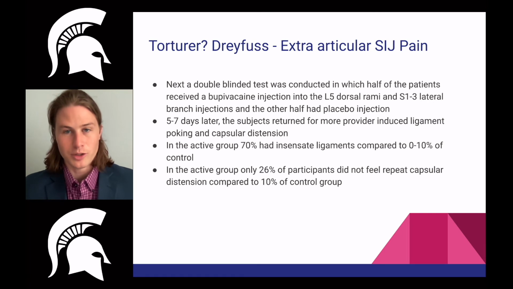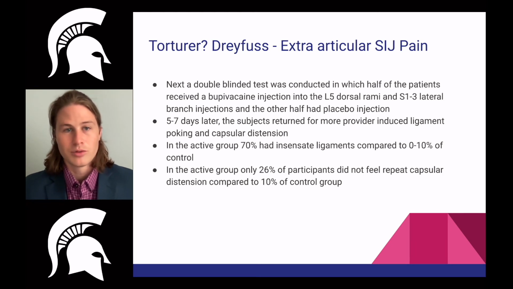Following his initial torture, he completed a double-blinded test in which half of the patients received a bupivacaine injection at the sacral lateral branches, and the other half received a placebo injection. 5 to 7 days later, the subjects returned for their second round of torture with ligament poking and capsular distension. In the active group, 70% of the participants had insensate ligaments compared to 0 to 10% of the control group. And in the active group, 26% of the participants did not feel repeat capsular distension compared to 10% of the control group.